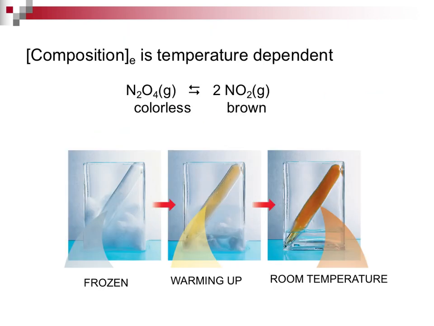So here again we show the same equation and we say, hey, here it is frozen. It's colorless. That means we primarily have the dimer, dinitrogen tetraoxide. As we warm up, we start to see the appearance of brown color, and when we get to room temperature, we see a dark brown. That does not mean there is not any dinitrogen tetraoxide. What has been achieved is equilibrium, and that is designated by these double arrows.